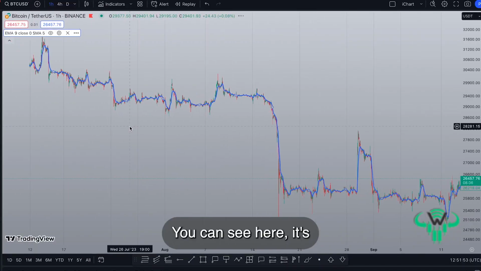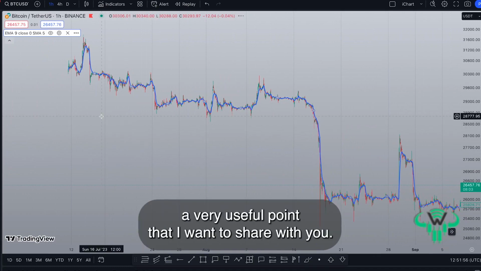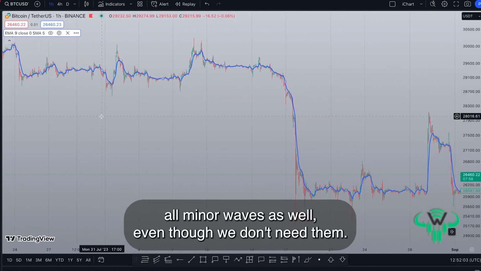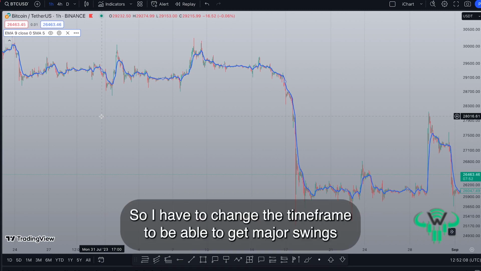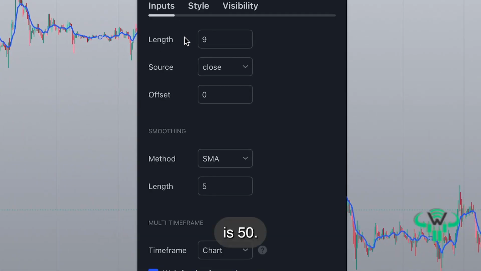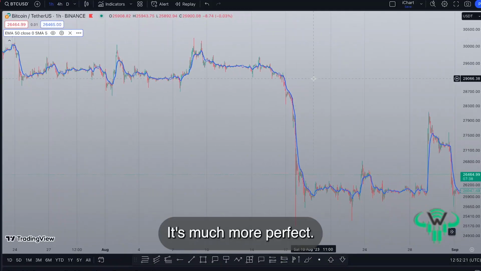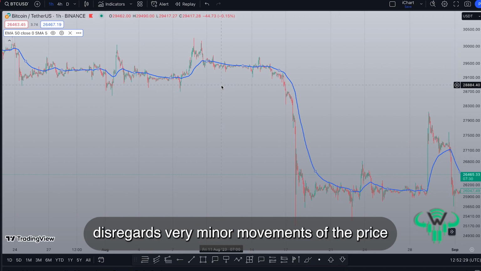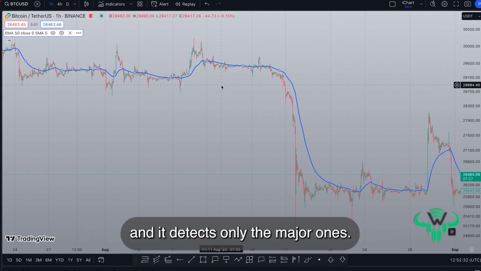Okay. Here is a very useful point that I want to share with you. You can see that the indicator is recognizing all minor waves as well, even though we don't need them. So I have to change the length to be able to get major swings in this time frame. The best number for the hourly time frame is 50. Let me change it to 50. It's much more perfect. The indicator, how can I say, disregards the very minor movements of the price, and it detects only the major ones.